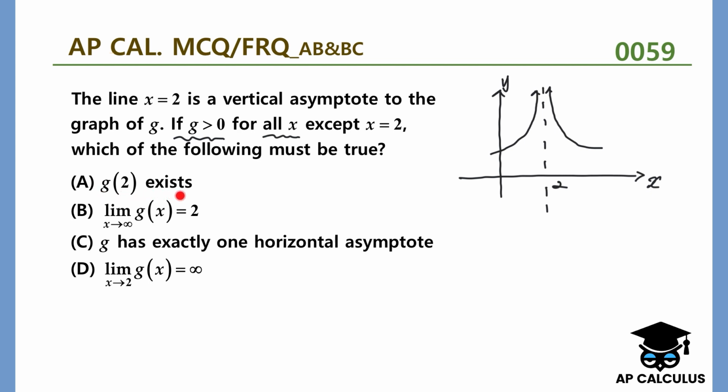Okay, answer choice A. g of 2 exists. No, that's not true, because we have a vertical asymptote at x equals 2. That means g of 2 is not defined. So that's not true.